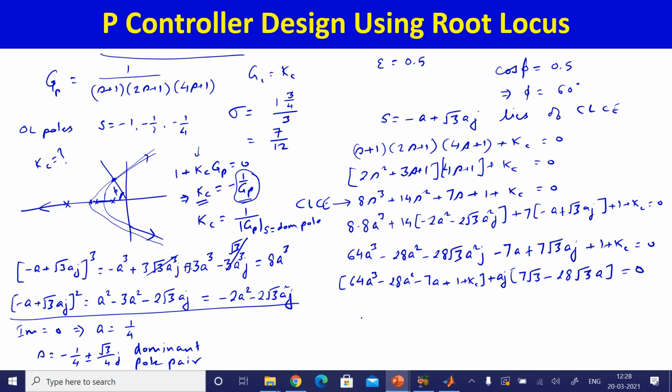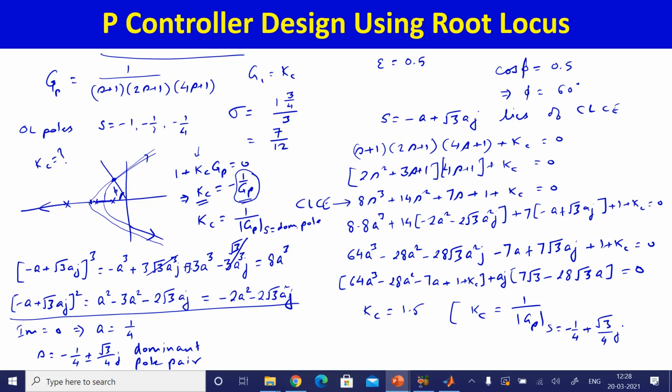And if you do that, what that gives is Kc is equal to 1.5, and this comes from Kc is equal to 1 by magnitude of Gp at S equal to the dominant pole, and the dominant pole is minus 1 by 4 plus square root 3 by 4 J. That's how we get Kc equal to 1.5.